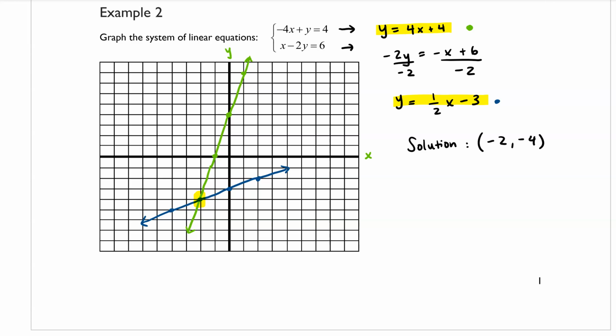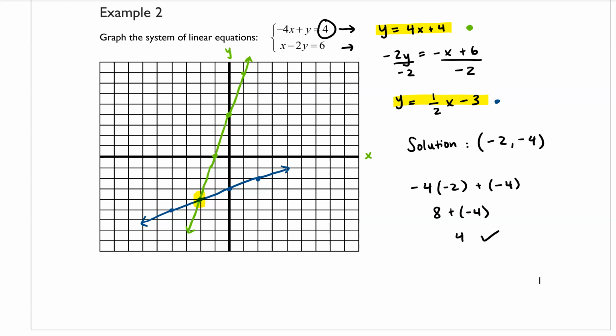What that means is if we were to plug that point into both of our equations, it should give us true statements. Let's go ahead and just check that really quickly. So I'm going to plug it into our first equation, -4 times -2 plus -4. And hopefully, if we have this correct, it will equal 4. So let's see. -4 times -2 is +8, and then plus -4 is equal to 4, which is what we wanted right here.